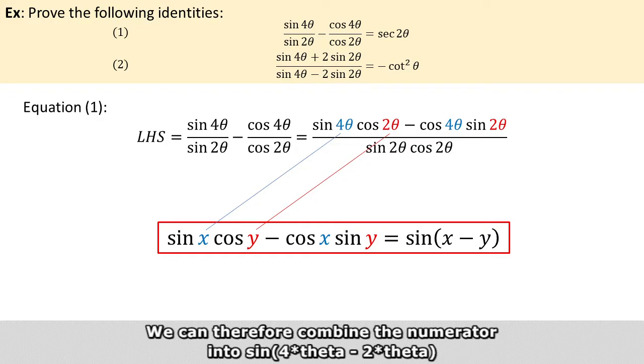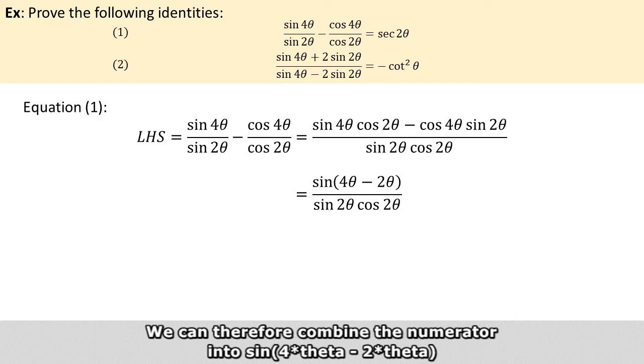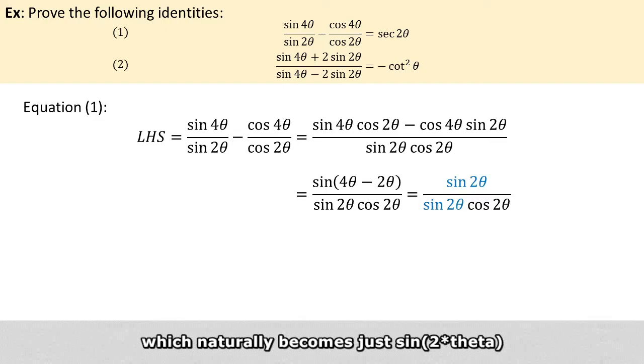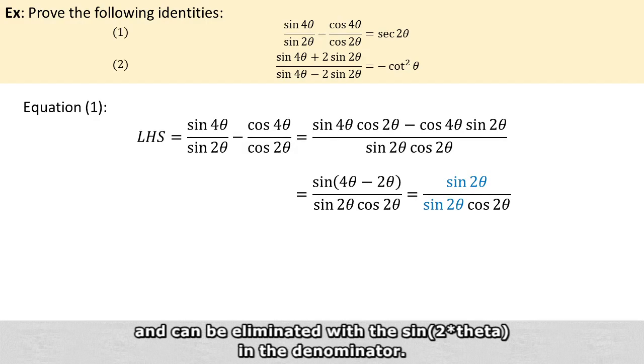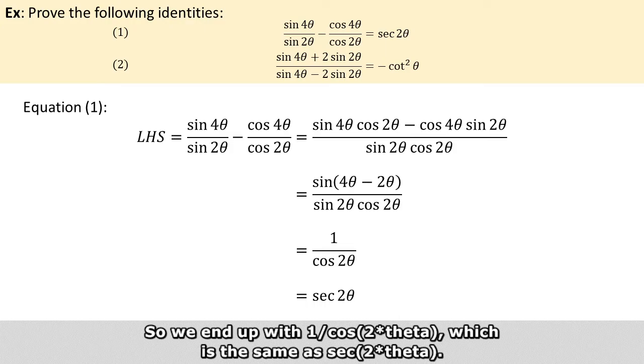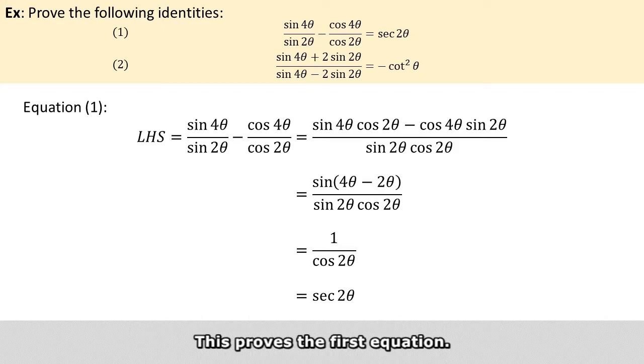We can therefore combine the numerator into sine of 4 theta minus 2 theta, which naturally becomes just sine 2 theta and can be eliminated with the sine 2 theta in the denominator. So we end up with 1 over cosine 2 theta, which is the same as secant 2 theta. This proves the first equation.